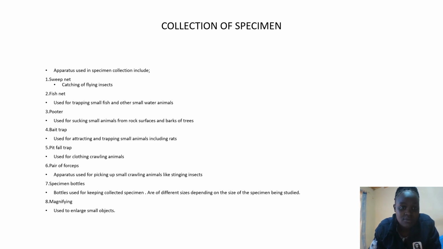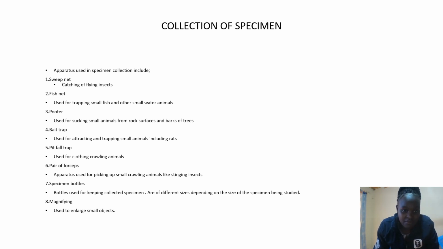The sweep net is structured in such a way that it can facilitate the catching of flying insects, for example butterflies. Maybe you want to collect butterflies for a certain study, or butterflies can also be used for decorations. You go to a land where butterflies are highly inhabited, and you use the sweep net by passing it through the air, and it will trap the flying insects, the butterflies.